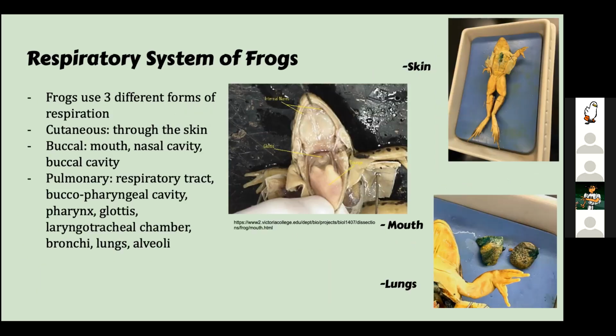For the respiratory system in frogs, they use 3 different types of respiration. They use cutaneous, which is through their skin, which is mainly used when they're underwater. Buccal, which is through their mouth, nasal cavity, and buccal cavity. And then pulmonary, which is their respiratory tract, buccopharyngeal cavity, pharynx, glottis, laryngeal tracheal chamber, bronchi, lungs, and alveoli. The lungs, the mouth, and their skin can be shown in the pictures shown.